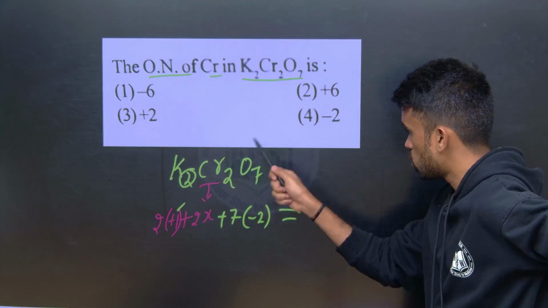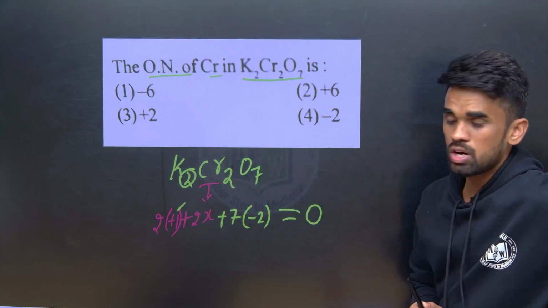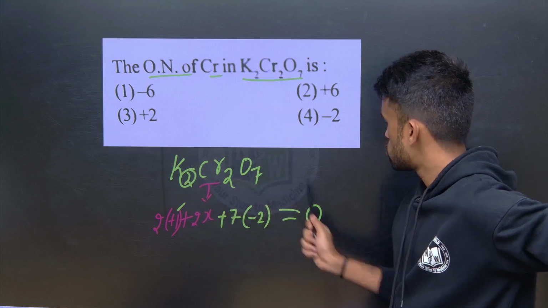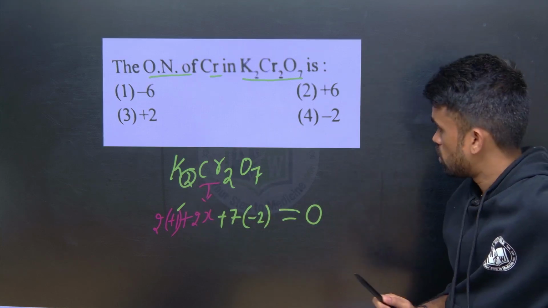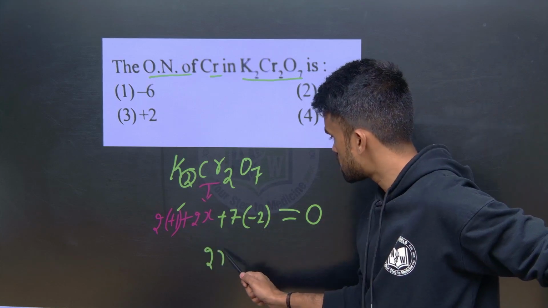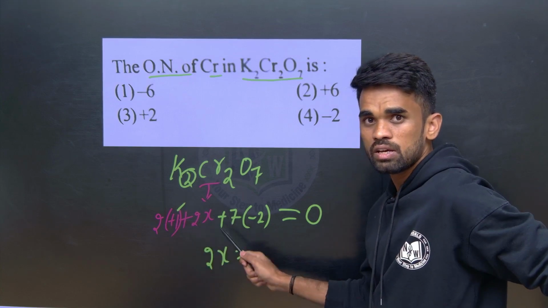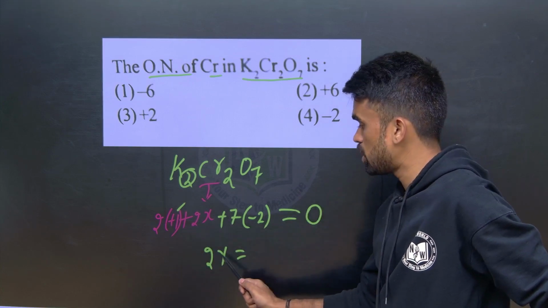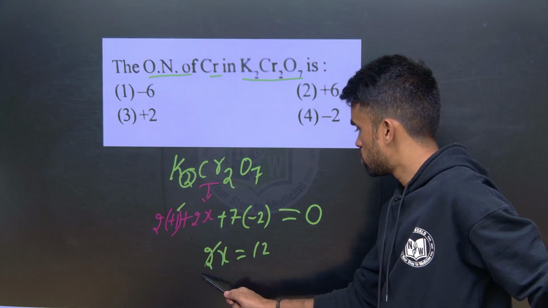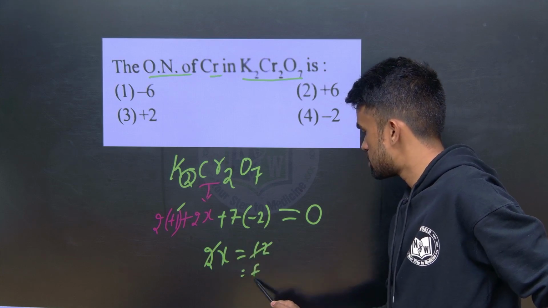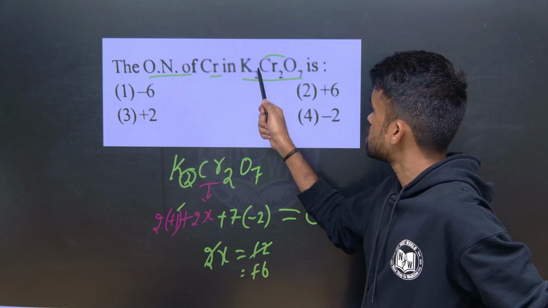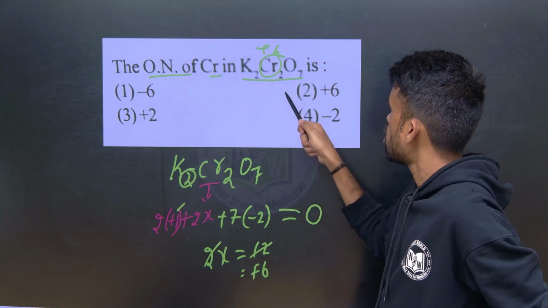Overall the molecule is neutral, so take the overall charge as 0. From this, 2X equals -14 plus 2, so -12, and sending it to the other side, 12 by 2, which is 6. So it is +6. What is the oxidation state of chromium here? +6. So option 2 is correct.